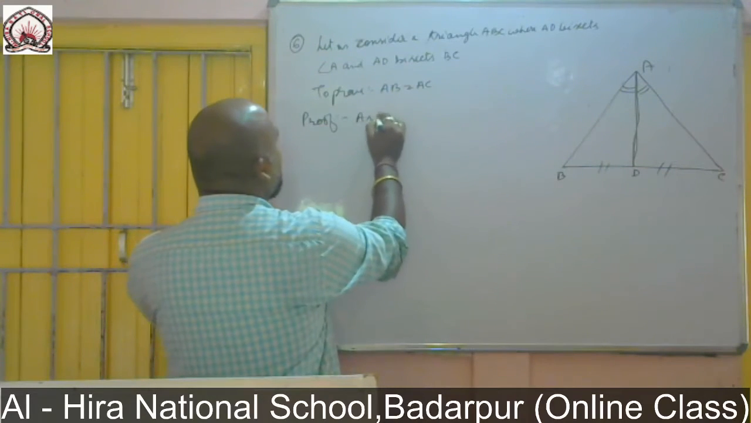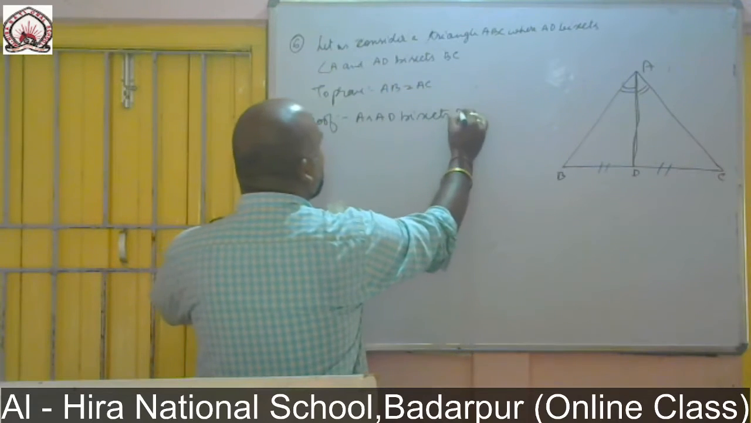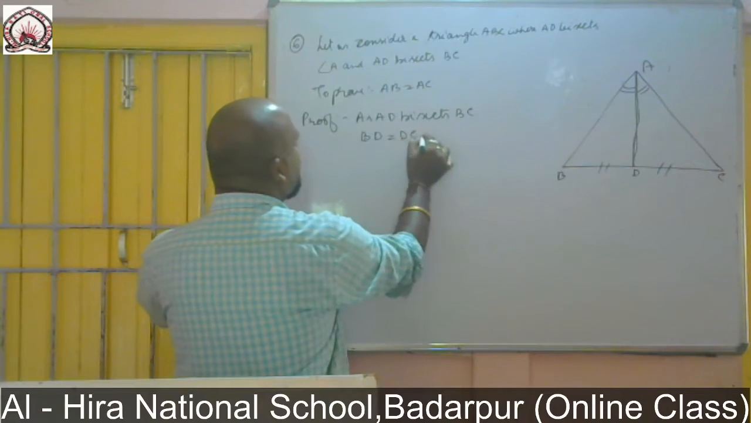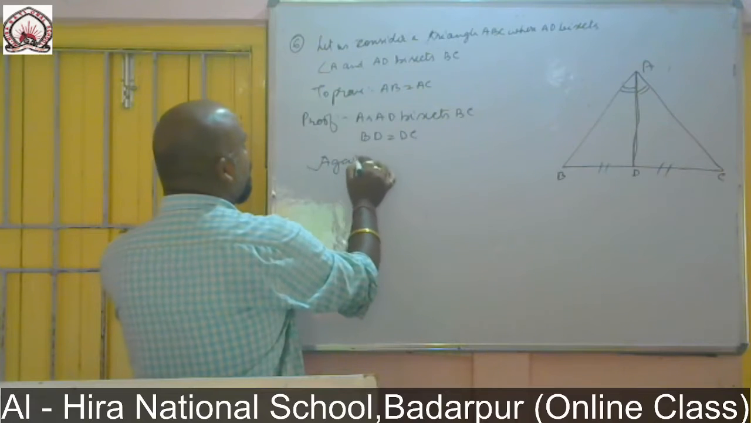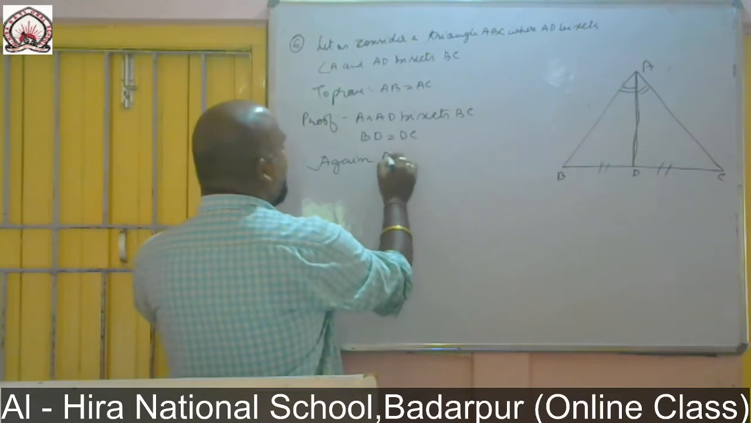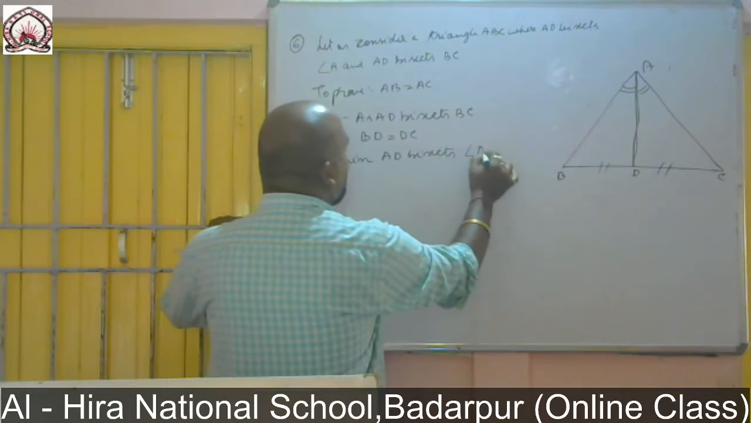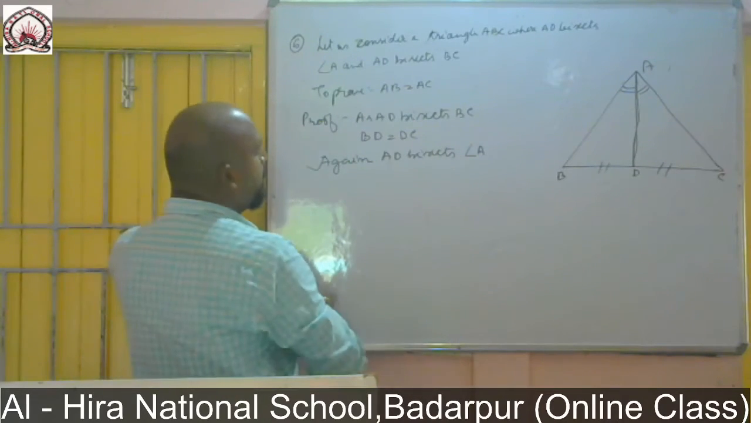As AD bisects BC, then BD equal to what? DC. Okay. Again, AD bisects angle what? A. AD bisects angle A. Then what can you write?